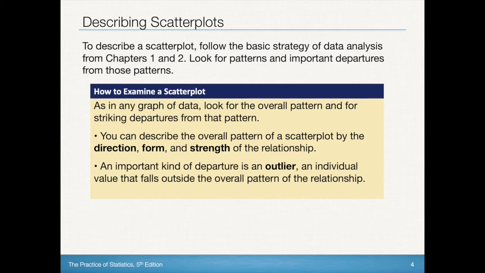So when we talk about form, is it linear or is it curved? When we're talking about strength, is it strong? Is it weak? Is it moderate? Outliers are going to be based upon its distance away from the overall distribution, and not necessarily from a distance perspective, but from an overall deviation away from the pattern itself. And finally, direction, we're going to relate to our understanding of slopes of lines as being either a positive or negative direction. And that's just going to be based on a line that looks like a positive slope and a negative slope.